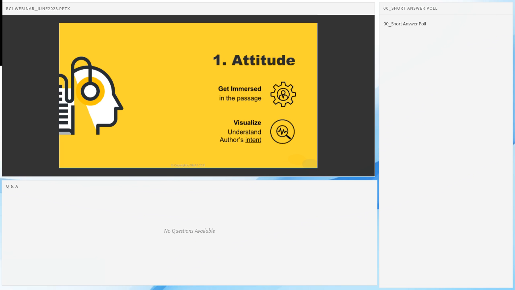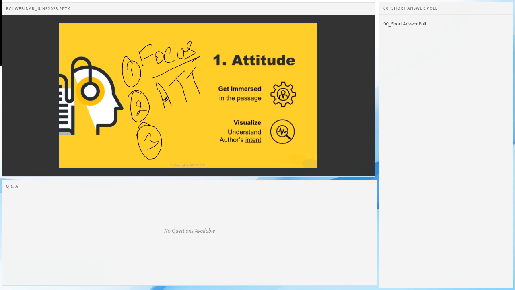So one thing that I want each one of you to really do, just for these 2 hours, and trust me, when you do that, you're going to enjoy GMAT RC, is to really focus on learning. The second thing is just make sure that your attitude is there to get immersed in the passage. So I'm going to just say ATT over here. And the third thing is, as you're reading, try and visualize information. Just do this, and you're going to enjoy GMAT RC.